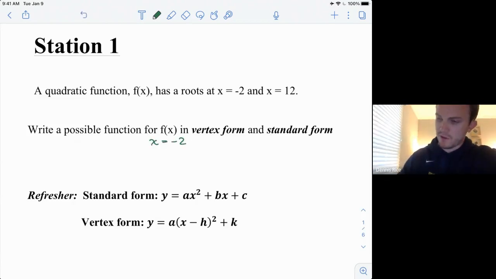I'll give you a hint. Start with doing it in standard form. Don't try to do it in vertex form first. Start by doing it in standard form. Does anyone want to tell us what to do first? What would you do first?